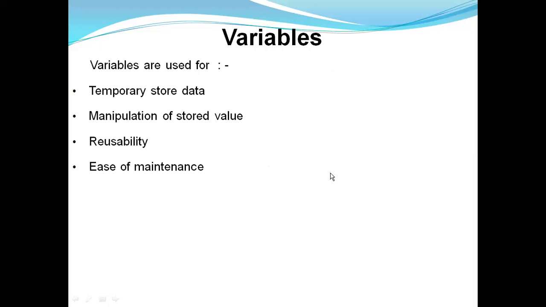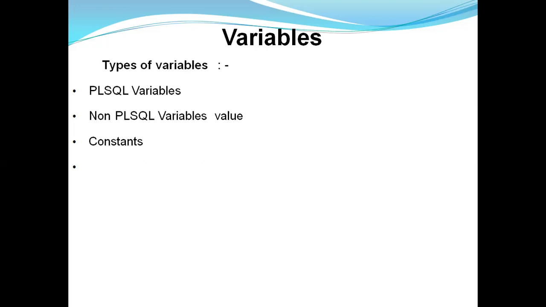Now variables. So I hope you understood. We have taken an example of the variables also. So what are variables? Variables are nothing but they are used to store temporary data. In our last example, we used it for storing Varun. Then you can manipulate it. Manipulate means that Varun can be changed in your program. Plus you can reuse that, and it's easy to maintain. That's the use of variables.